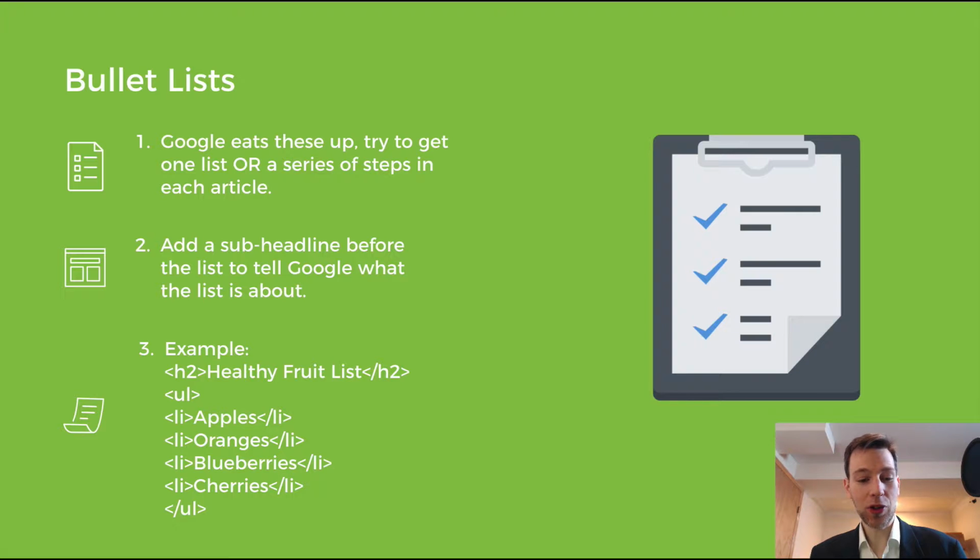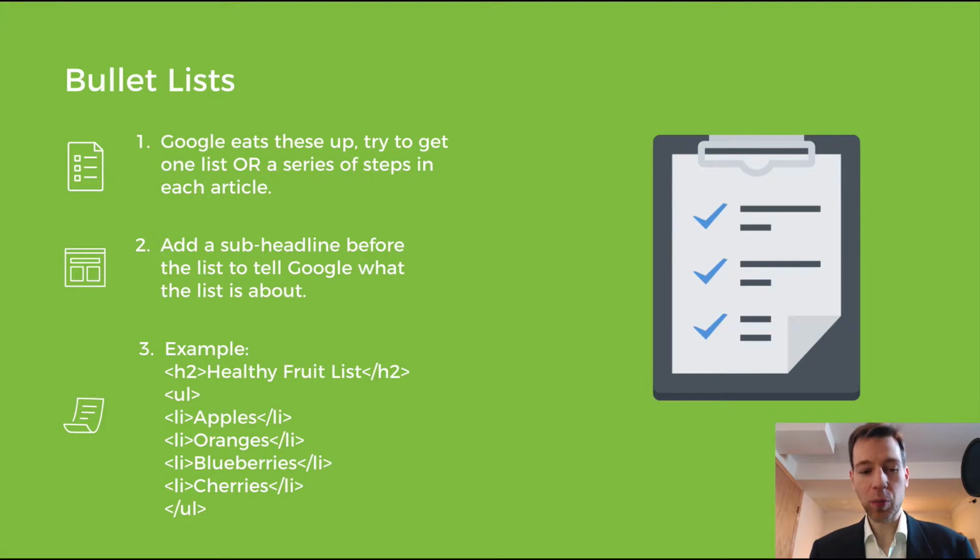Using the code UL and LI will tell Google that we have a list there, and Google will be able to pick that list up, and they'll be able to display it in the search snippets as well. So not only are they going to reward you, but they sometimes will display it in a knowledge graph because you have a bullet list there.